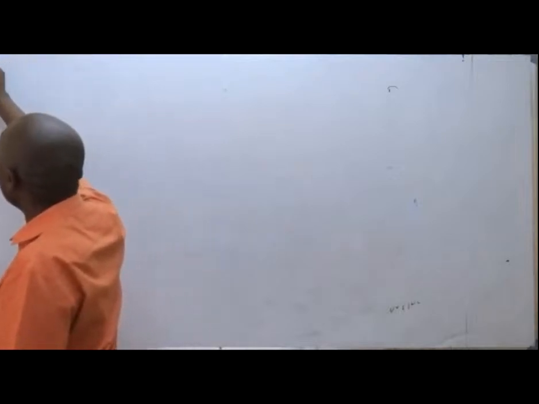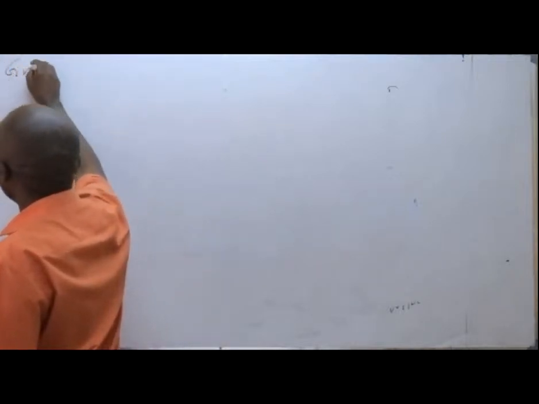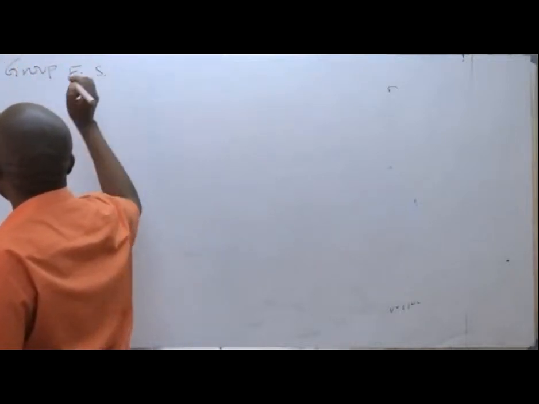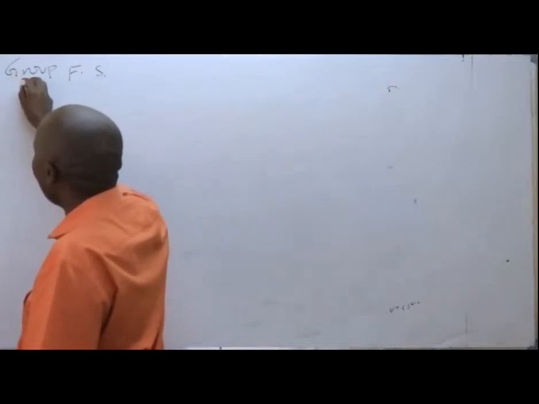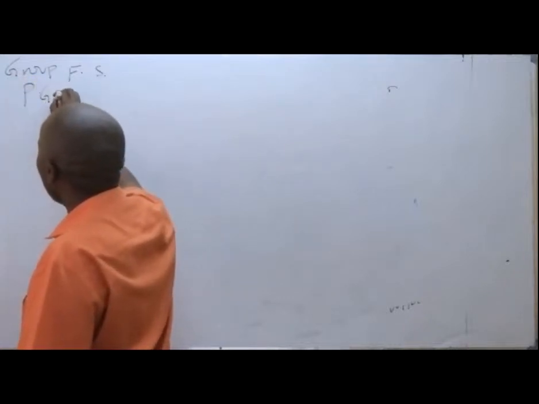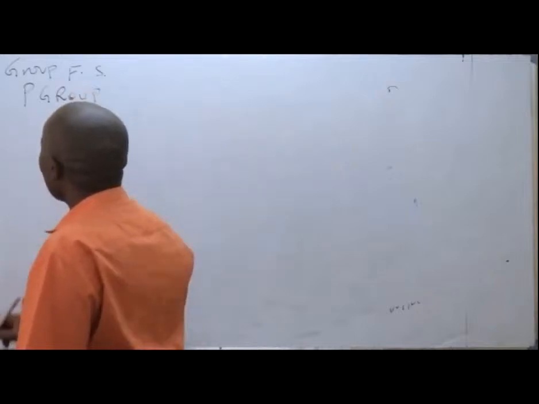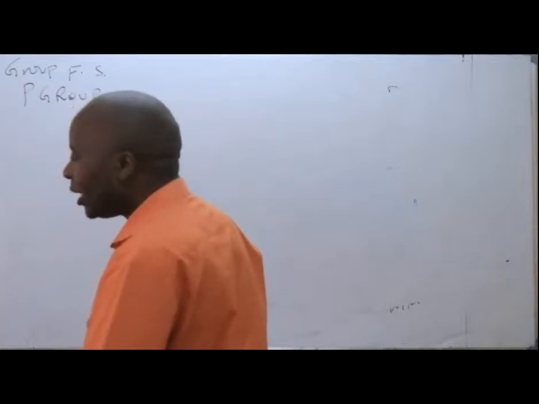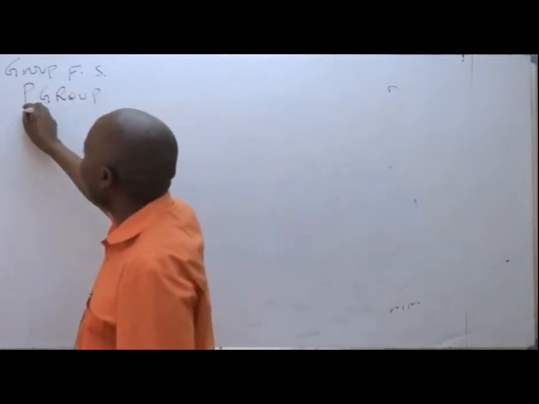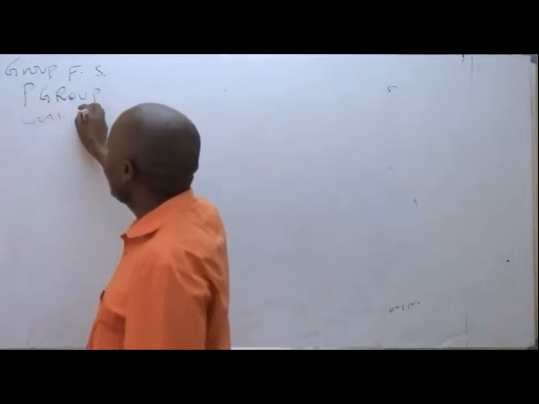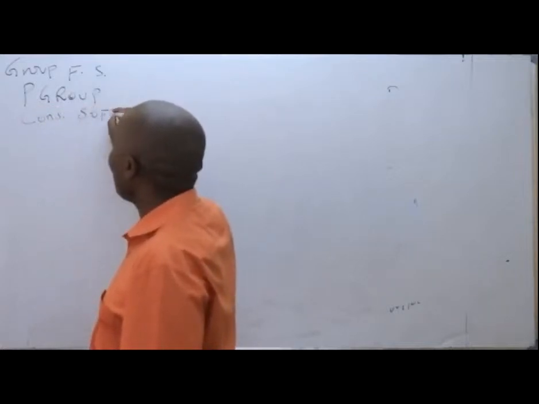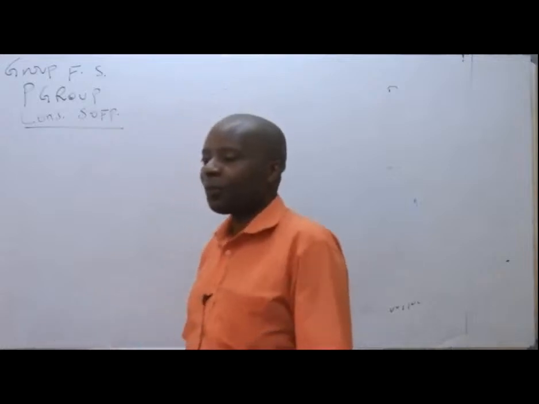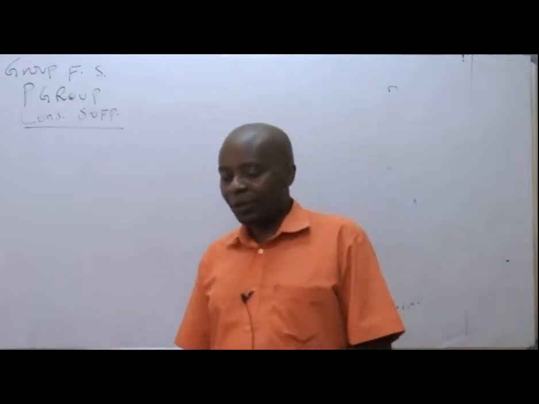Step number 2 is the group financial statements. And now basically I'll talk of the P group. My company is called the P group. And the financial statement that they want us to give them is the consolidated statement of financial position. So P group, consolidated statement of financial position.